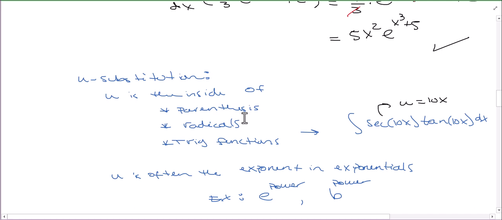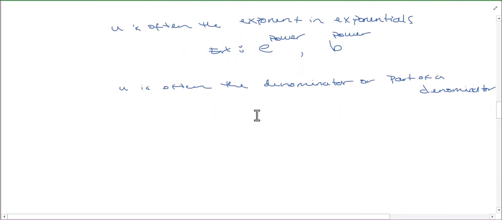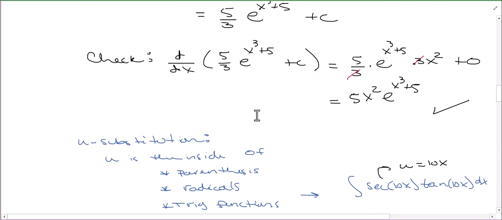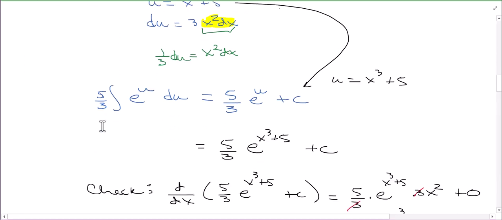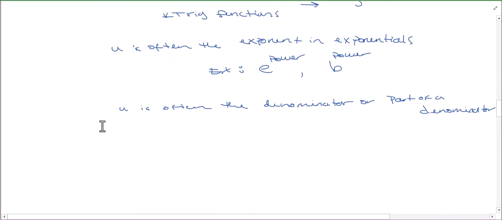So that's some ways to find what to let u equal, but the most important thing is to ask yourself the question: does the derivative of one part equal another part of the problem? If your answer is yes, then you have your u-substitution. Let u be the thing that you take the derivative of. All right, let's try the next example.